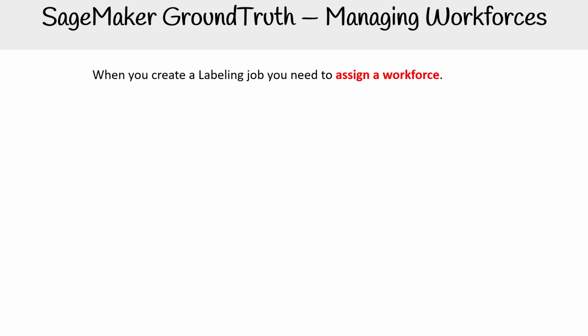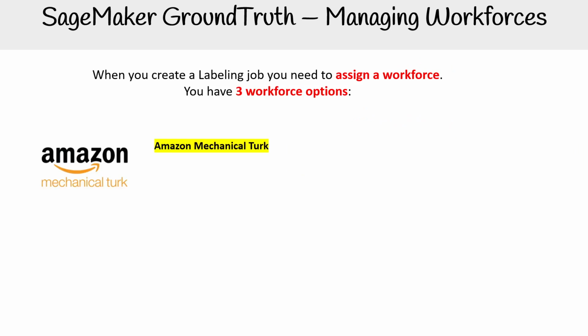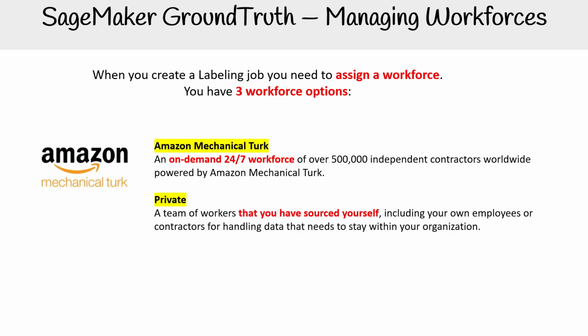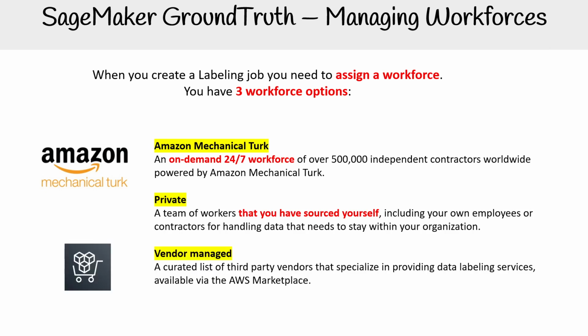When you create a labeling job, you need to assign a workforce. You can have up to 3 options. The Amazon team, Amazon Mechanical Turk, you're paying for this. It's a 24/7 workforce of 500,000 independent contractors. You can do private, so this is your own team. You can get a vendor-managed one.